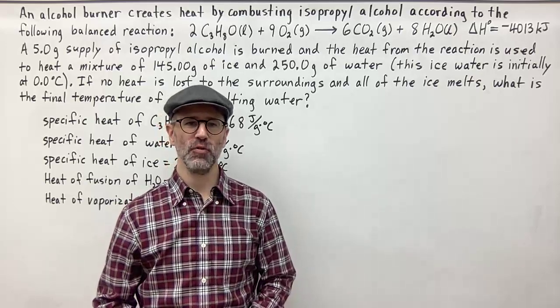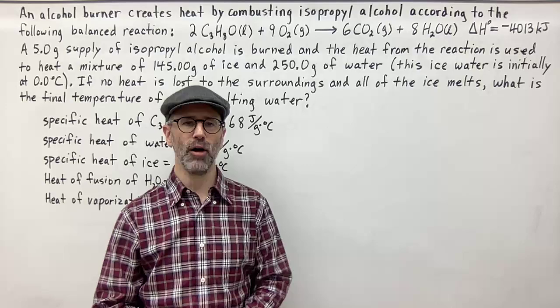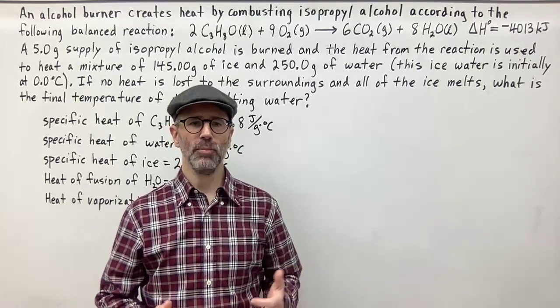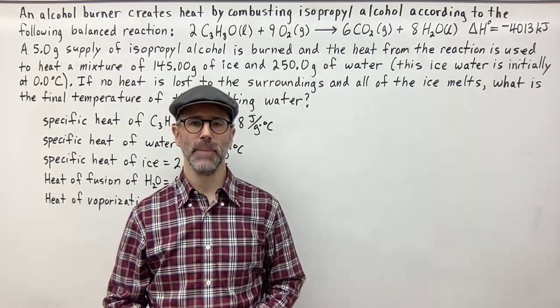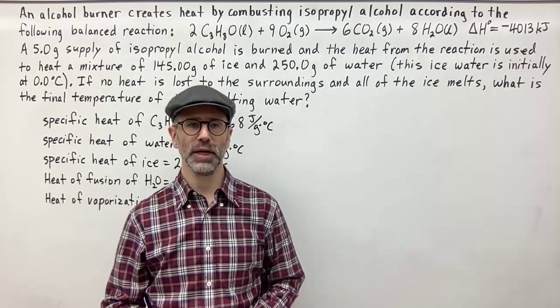My name is Mr. Cobalt, and in this video I'm going to go over a calorimetry problem involving an alcohol burner. So let's get into this. An alcohol burner creates heat by combusting isopropyl alcohol according to the following balanced equation.